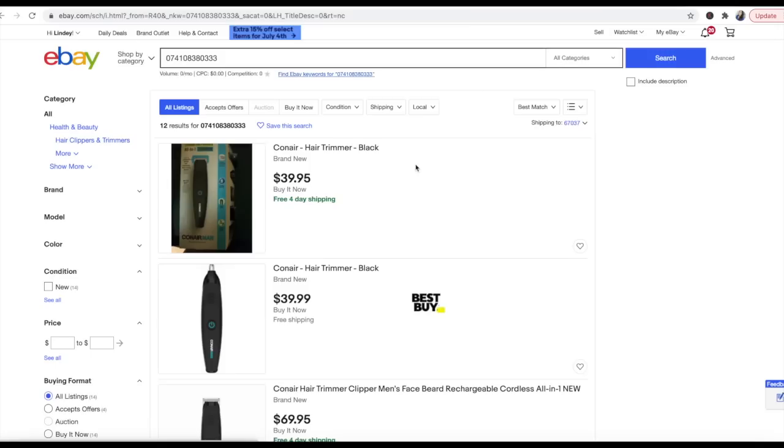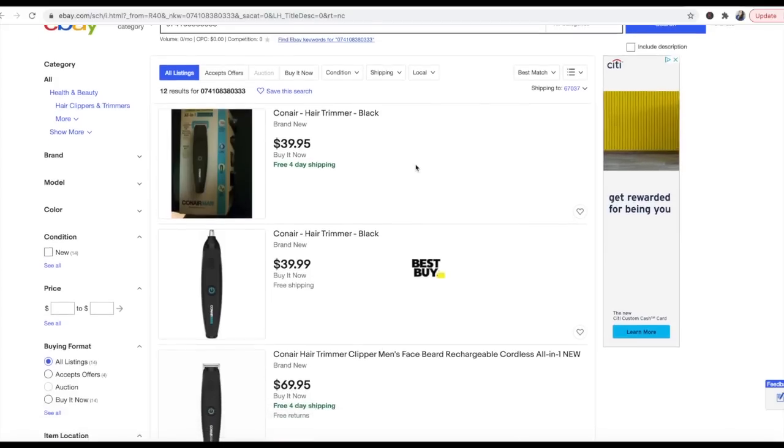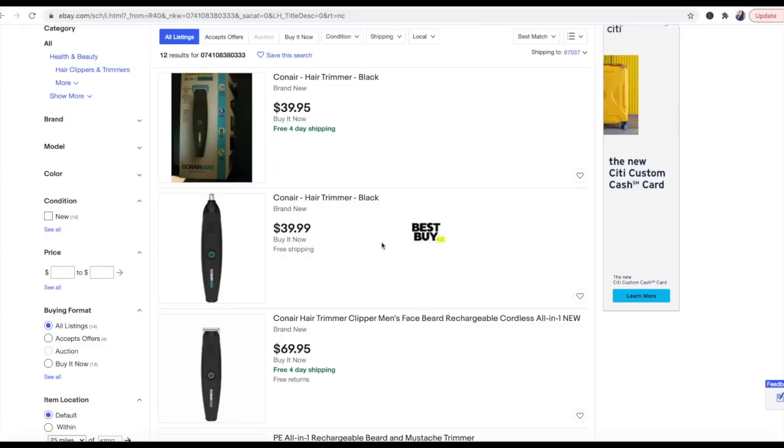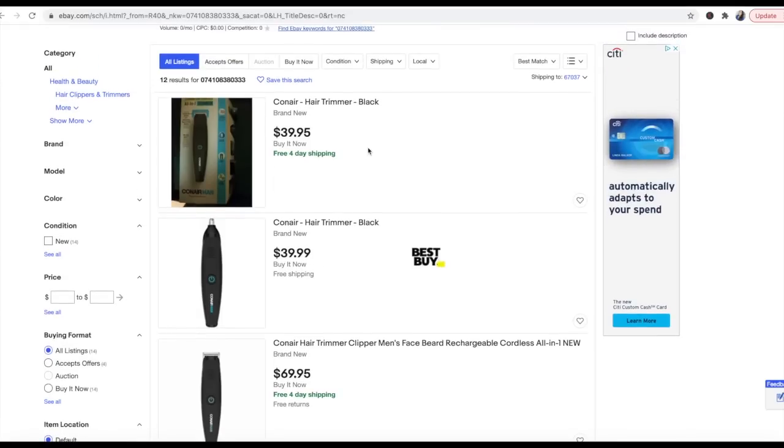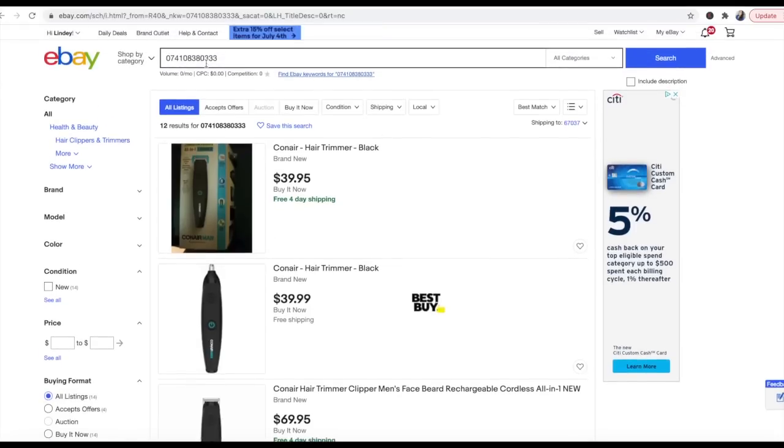All right, so now we're looking at a Conair all-in-one trimmer. So let's see here. There's a listing from Best Buy for $39.99. So this is brand new. So we'll be making sure that we're paying attention to used versus new. It looks like there's only 12 current listings connected to this UPC. If I searched based on title, I'd probably get some more results back, but not a lot of competition on this item. So that's nice.